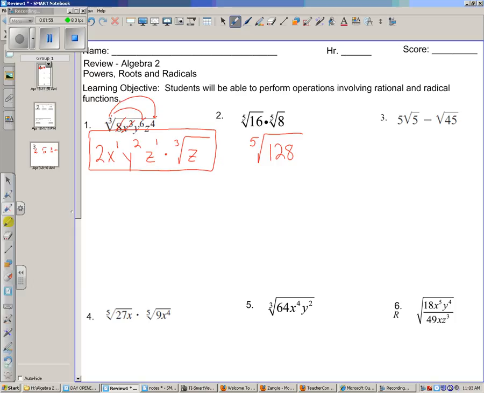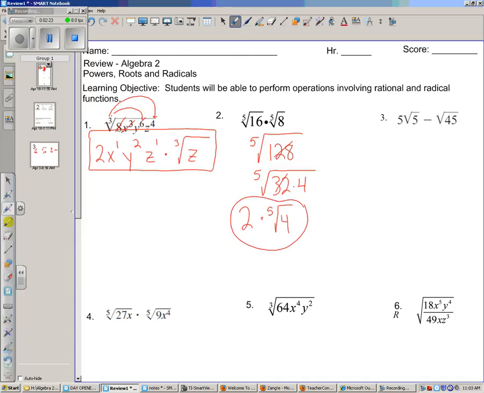But if I change the factors, there's a different set of factors that do. So I'm going to break the 128 down into 32 and 4. And now the 32 can come out. The fifth root of 32 is perfect. That's worth a 2. But then that 4 is going to stay in there. So this ends up being my answer for number 2.